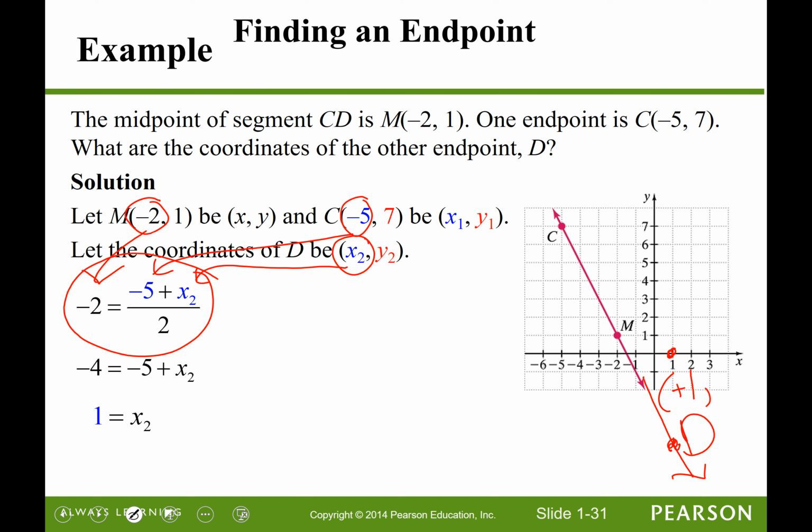Okay, we're going to do the same thing, except this time we're going to use all of the y coordinates. Let me switch colors. You're going to see the positive 1 first, then the equal sign, then the 7, then the plus sign, then the y sub 2, then the divided by 2. It looks like this. There's our 1, it's the y coordinate of the midpoint. Our 7, it is the y coordinate of the known endpoint. And y sub 2, it's the y coordinate of our unknown endpoint.